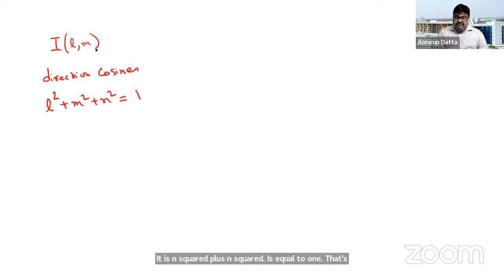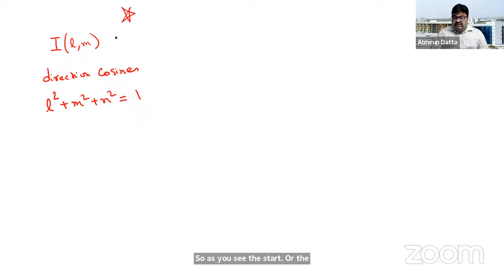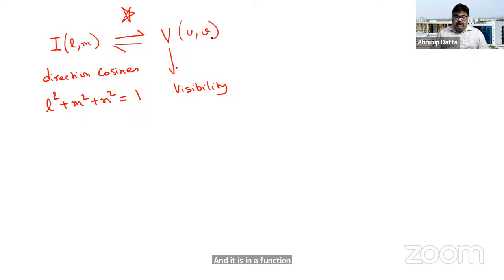That's the I, which is in the sky, as you see the star or the radio star in the sky. Now if you Fourier transform it, that will give you something called V, which is known as the visibility. And it is a function of coordinates like U and V. Now it will look very Hebrew. Just hold on for a little bit.